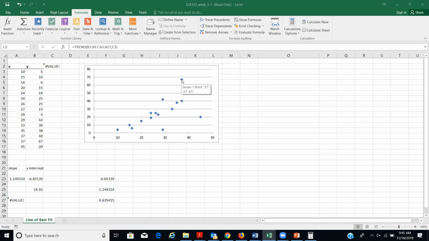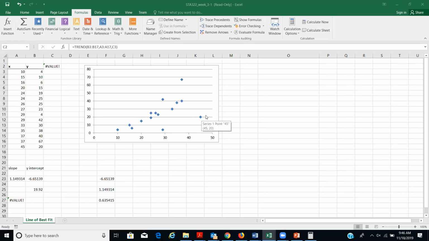This is the point that is X equal 37, Y equal 67. The nice thing about Excel is you put your cursor on that point and it tells you what those values are. So we're confirming that it's done. For instance, this value is 45 and 20. Remember, we always quote the X value first and the Y value second.